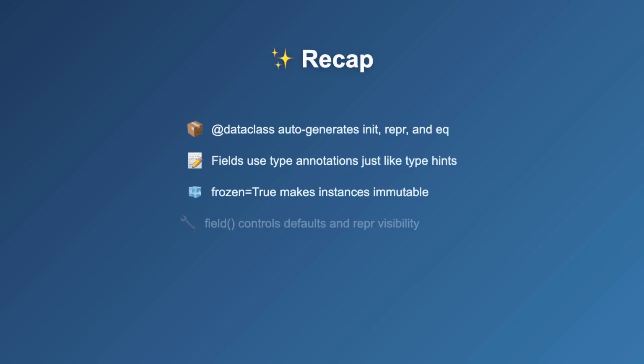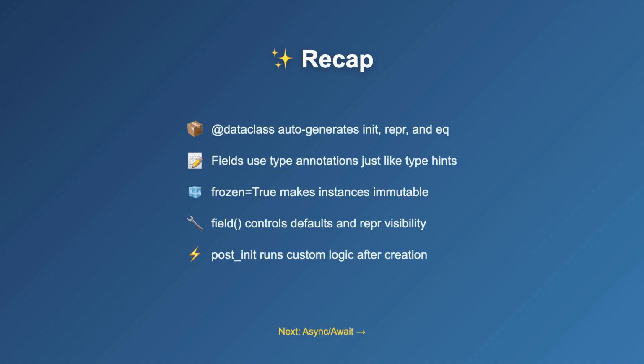Let us recap Dataclasses. The decorator generates Dunder init, repr, and EQ automatically. Use field for mutable defaults and frozen for immutability. Dunder post init adds computed fields and validation after creation.